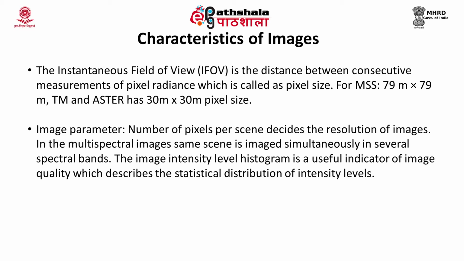And then another one is the image parameter. In the image parameter, the number of pixels per scene decides the resolution of the image. In the multispectral image, the same scene is imaged simultaneously in several spectral bands. The image intensity level histogram is a useful indicator of image quality, which describes the statistical distribution of the intensity levels, and this image parameter we can use for the interpretation.